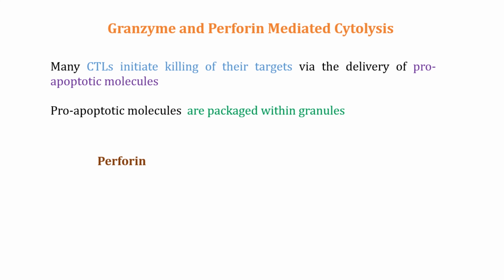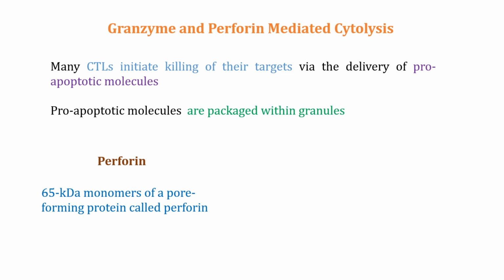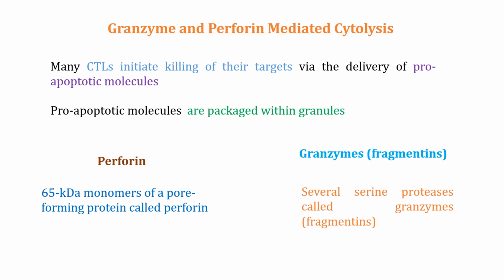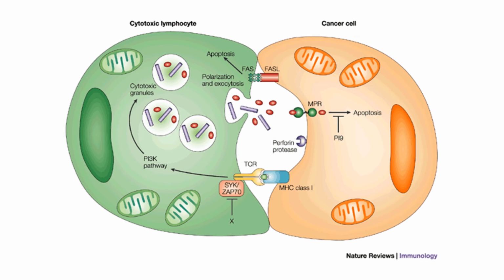There are two main types of granule contents: a 65 kilodalton monomer of pore-forming protein called perforin, and another, the granzymes, which are several serine proteases. Some CTLPs, cytotoxic T lymphocyte precursors, lack cytoplasmic granules and perforin. However, once they are activated, they begin to form cytoplasmic granules that include perforin monomers and granzyme molecules.